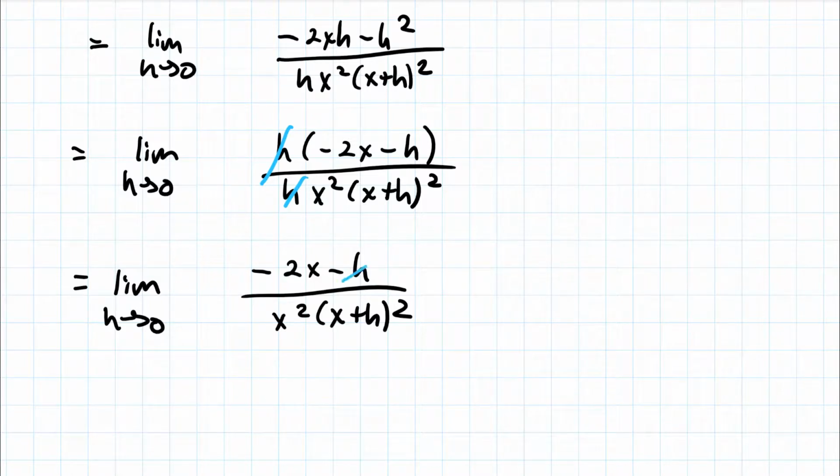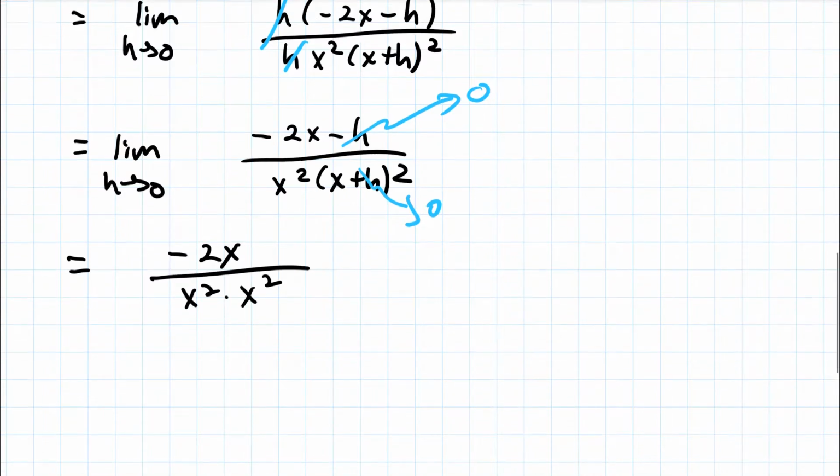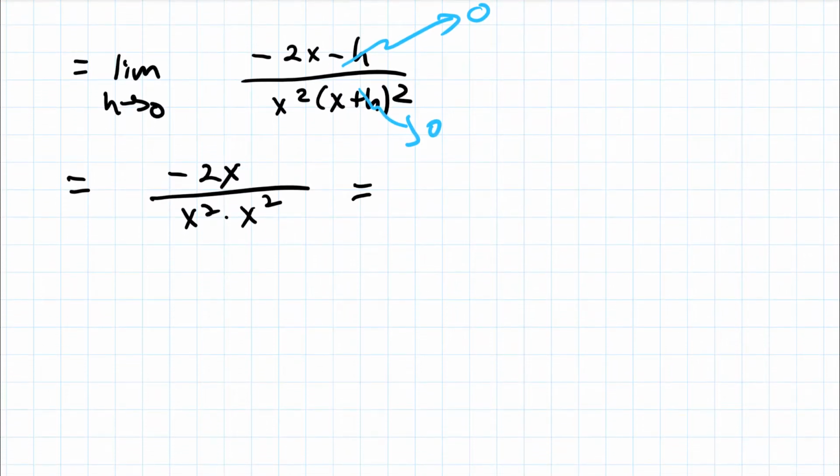Since h is going to 0, that term is going to go to 0. This term will be converging to 0 as well. And so you can see the answer will be minus 2x on the top. That's the only part that survives. And you'll have an x squared times an x squared. All right, so that's an x to the 4th on the bottom. But you can, of course, cancel one of those x's to get minus 2 all over x cubed.